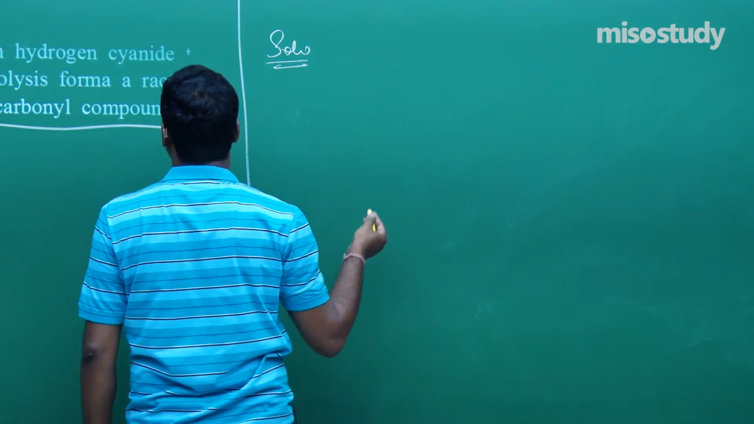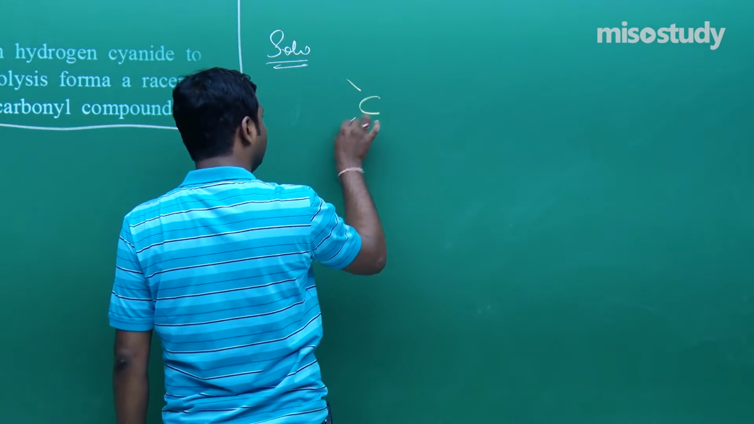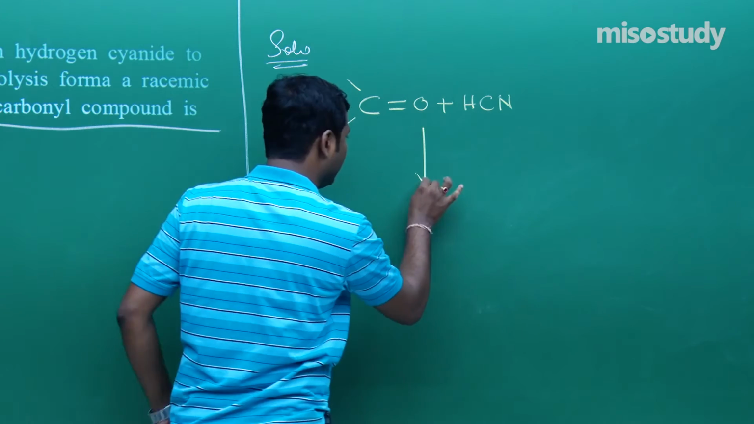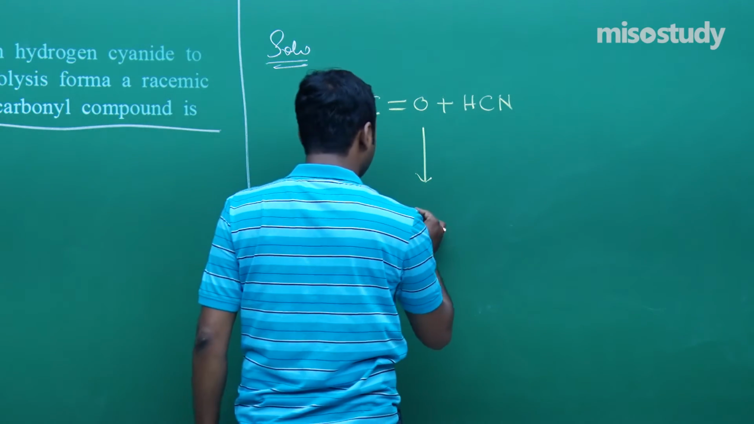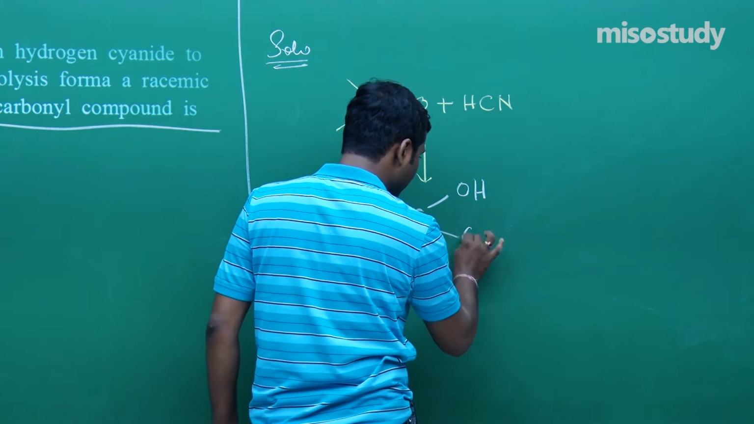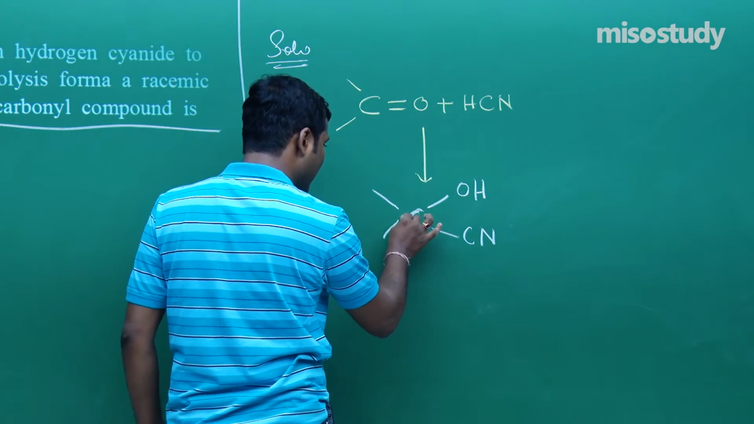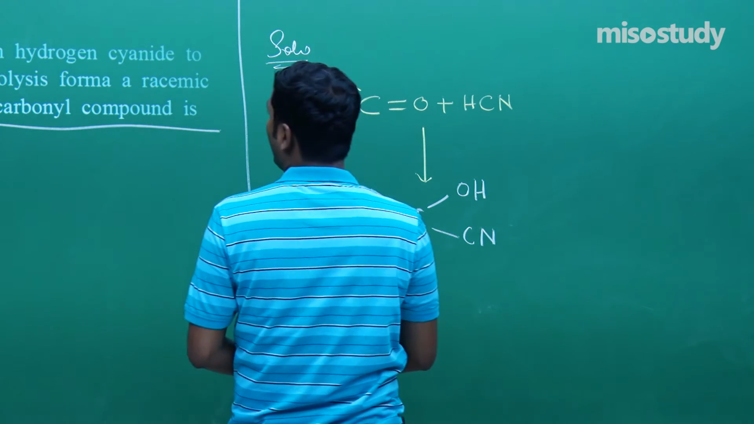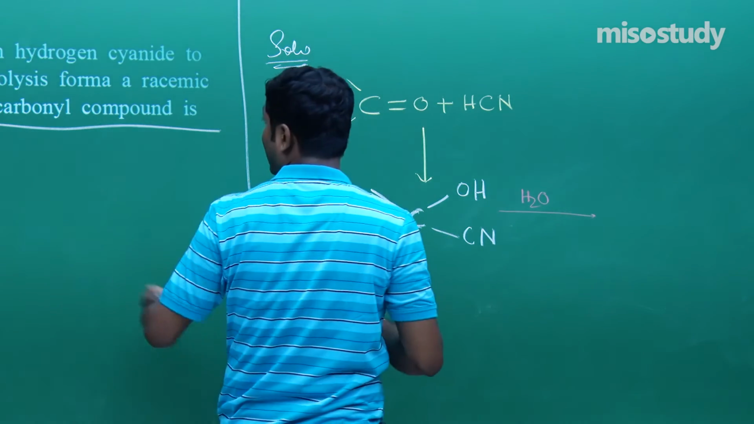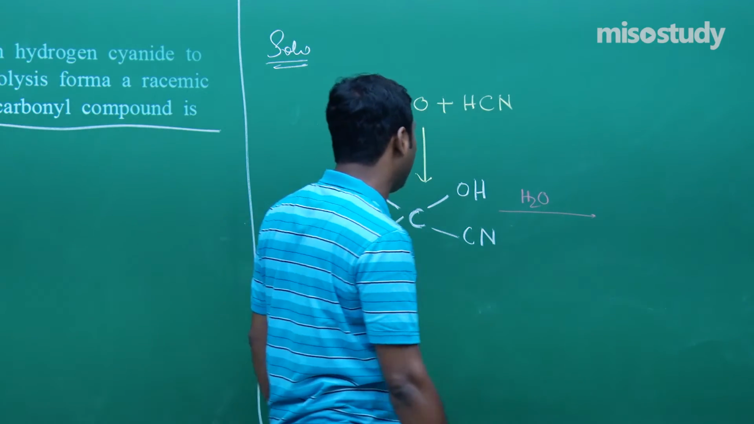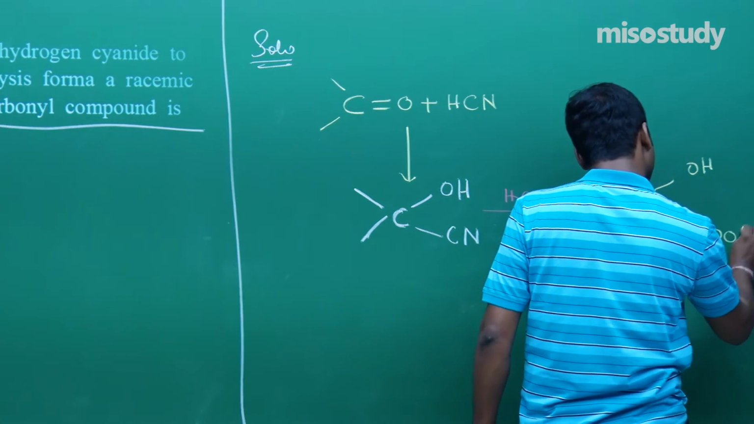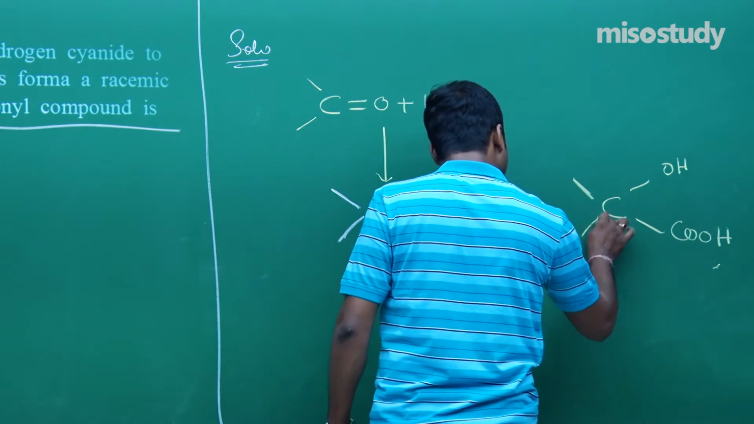A carbonyl compound reacts with hydrogen cyanide. This one is the carbonyl compound, reacting with hydrogen cyanide. Then what will happen? It's very simple, it will form cyanohydrin. That is C, with this one OH and this one CN. Clear to you? OH and CN. Now on further hydrolysis, there are two situations. Complete hydrolysis gives alpha hydroxy acid, partial hydrolysis gives you amide. So the product here is C, OH, then COOH, alpha hydroxy acid. Clear?